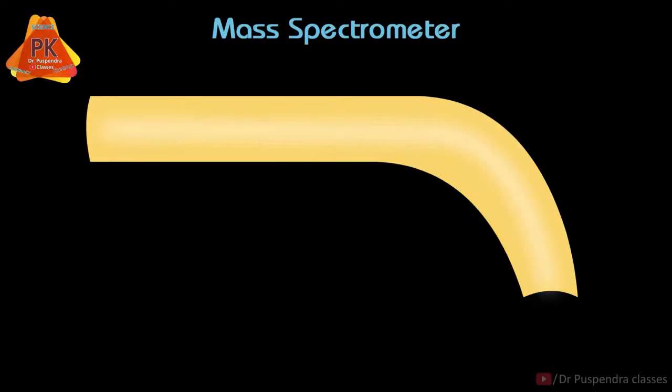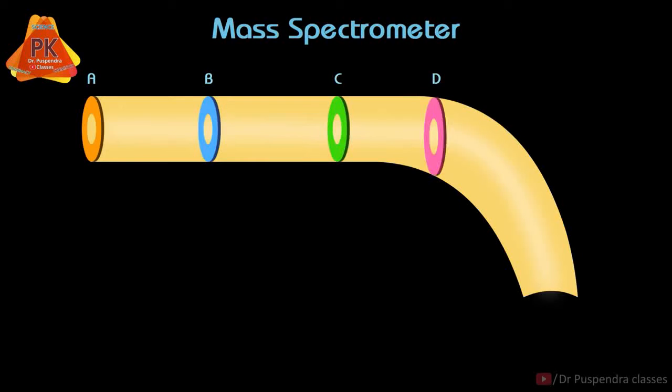Today I am going to explain about instrumentation and the working of mass spectrometer through animated video. Now coming to the different parts of mass spectrometer. So first one is slit A, second one is slit B, third one is slit C, fourth one is slit D, fifth one is slit E, sixth one is detector, seventh one is amplifier, eighth one is recorder.